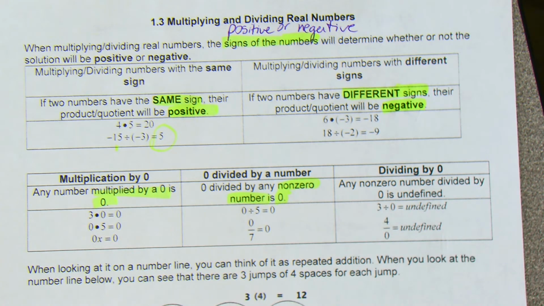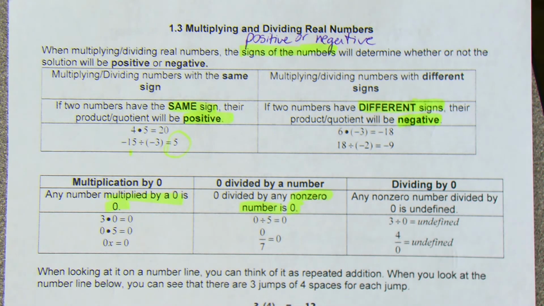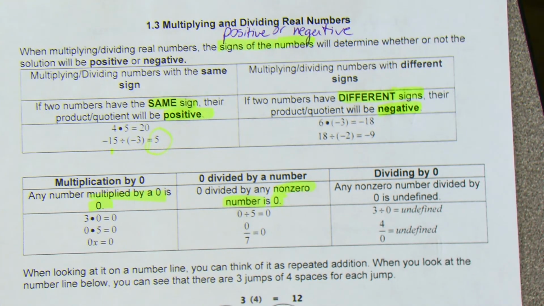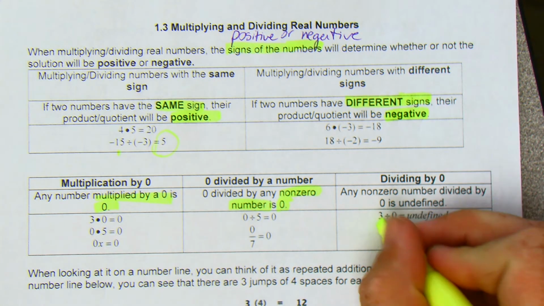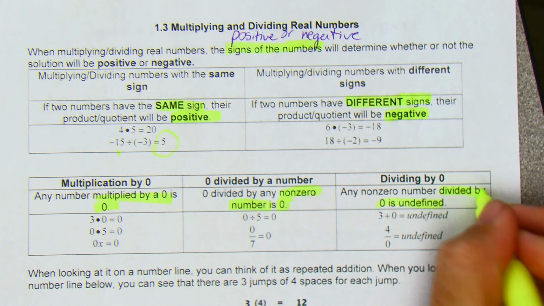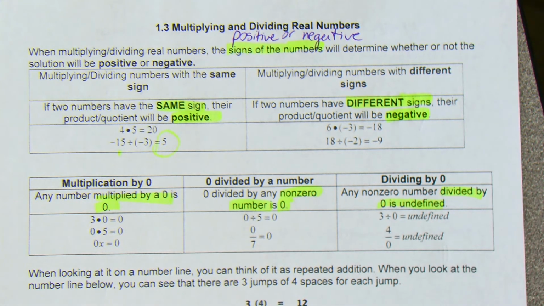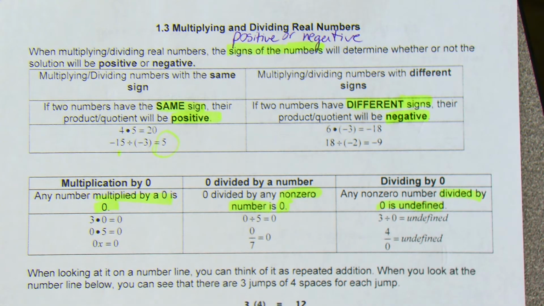And then dividing by zero, we will never divide by zero. I like to say, thou shalt not divide by zero. We can never do that. It's always going to be undefined. That's just because we cannot divide any number by zero. It's just a rule. It's always going to be undefined. You cannot divide by zero.